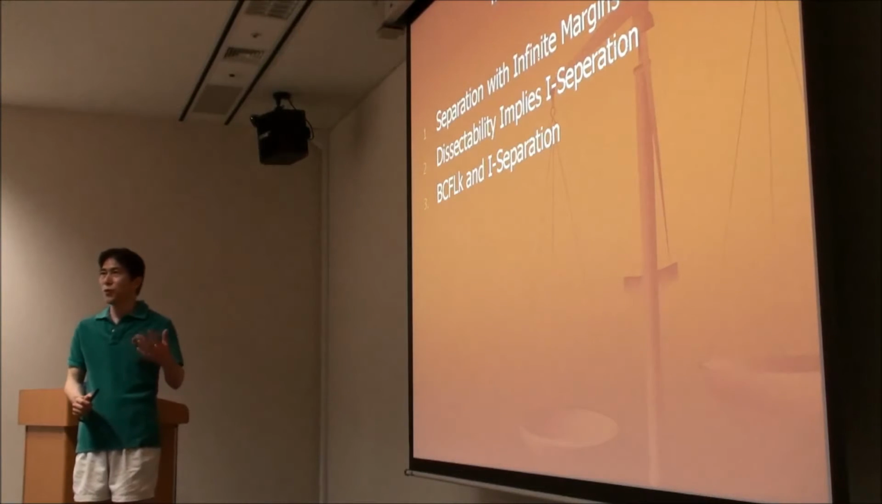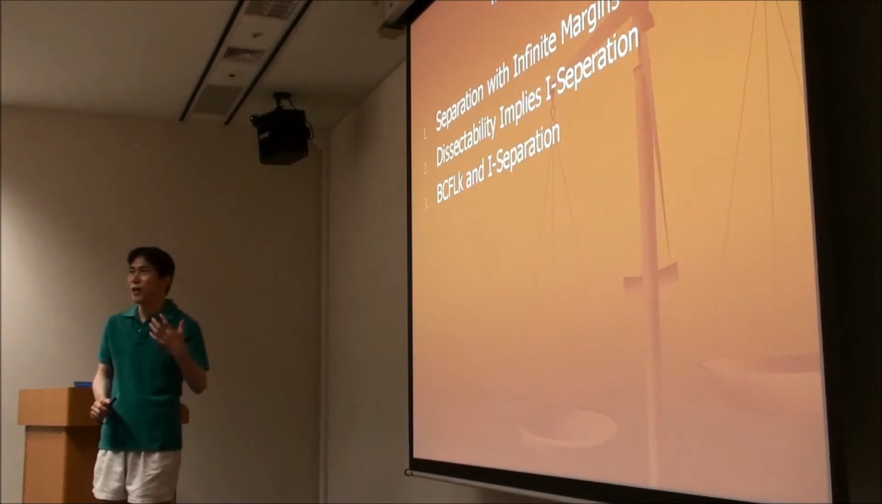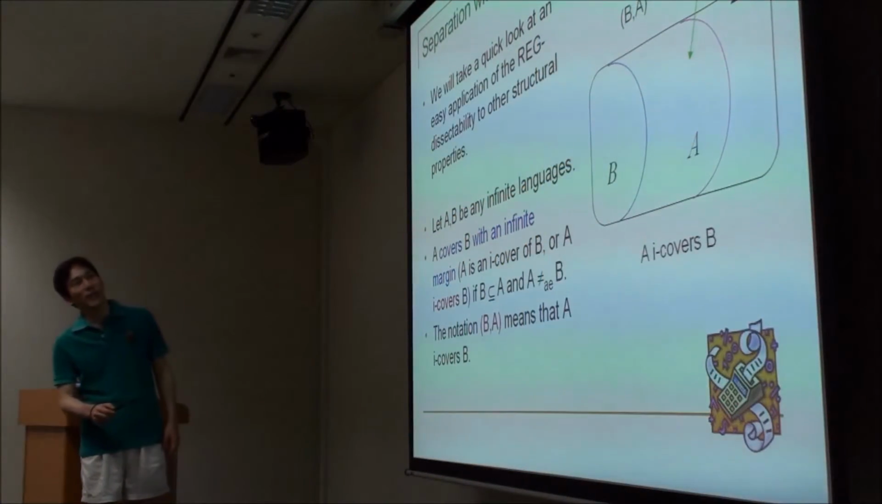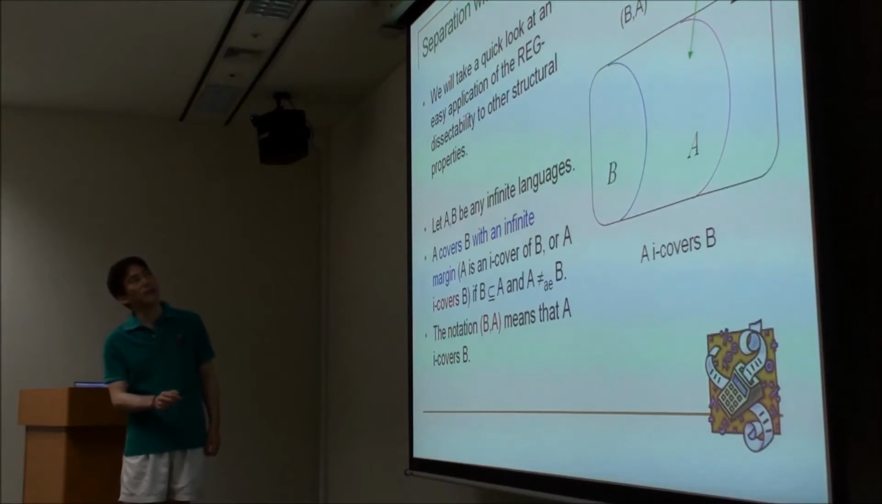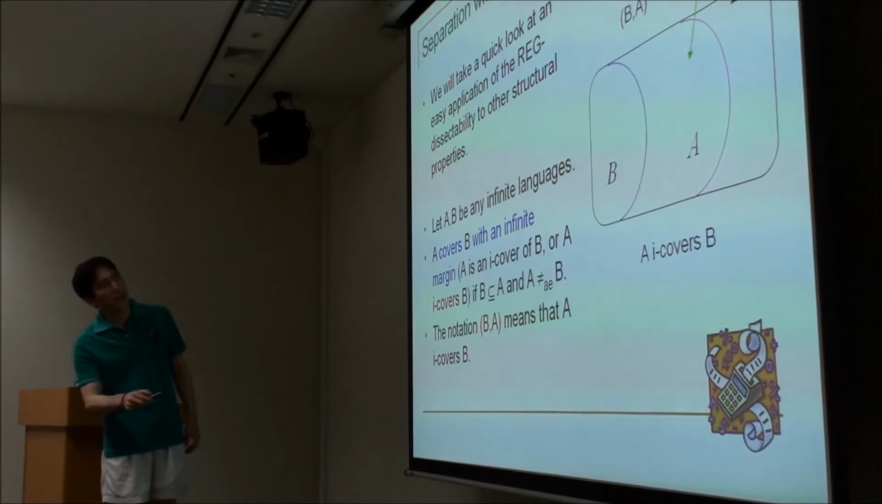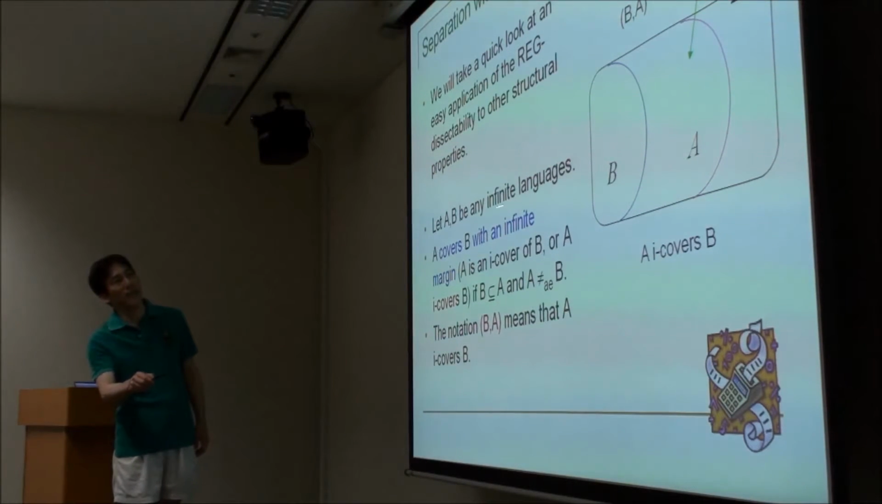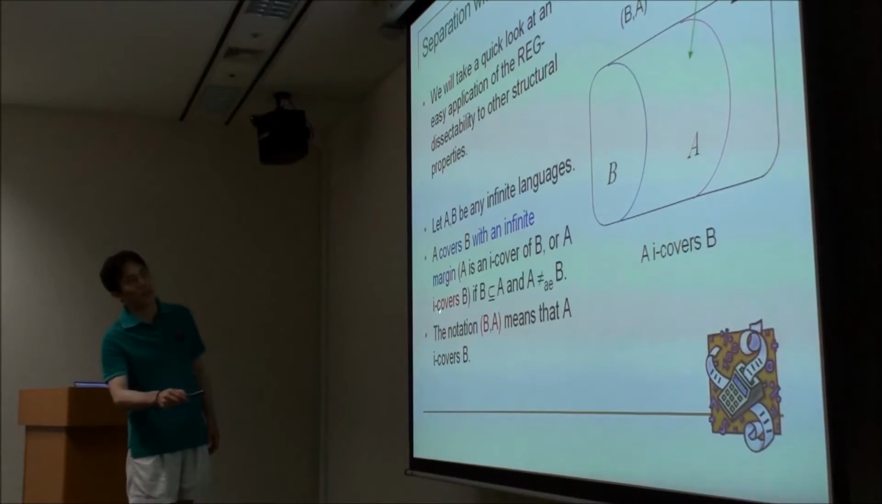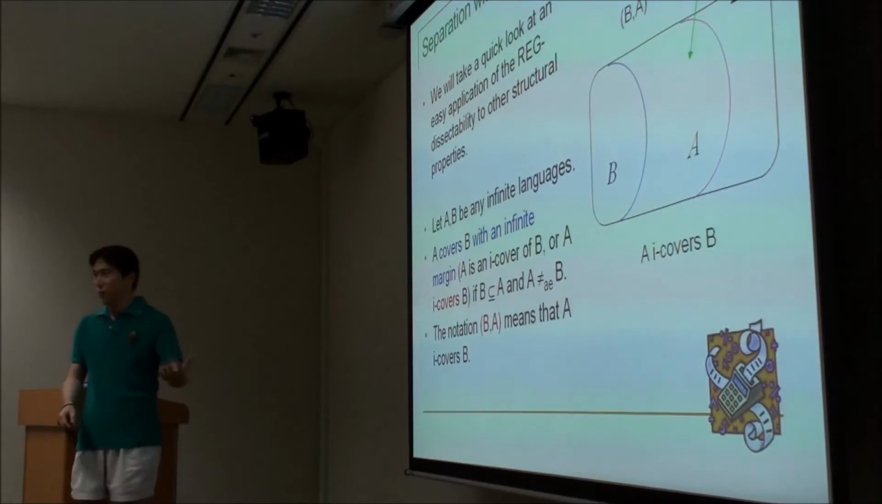So finally, I'll show you one application of regular dissectability. Why dissectability is important is because we can actually prove something slightly different. We will introduce the notion of separation with infinite margins. The first one I will define here is that a set A covers B with an infinite margin. The terminology is slightly long, so I'll make a shorter version: A is an I-cover of B, or I covers B. I stands for an infinite margin.